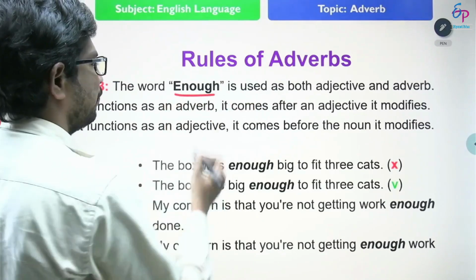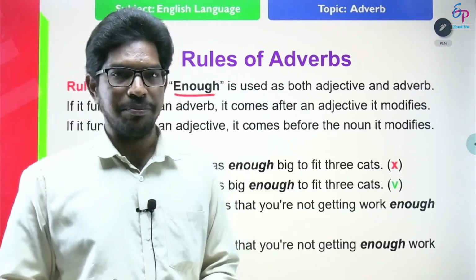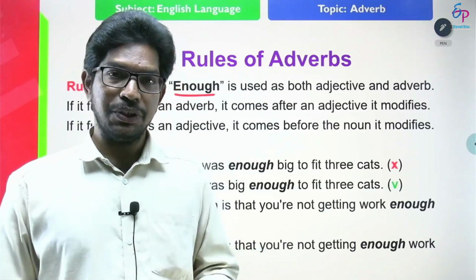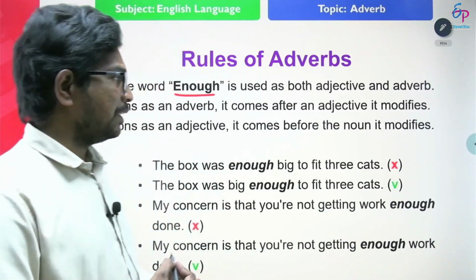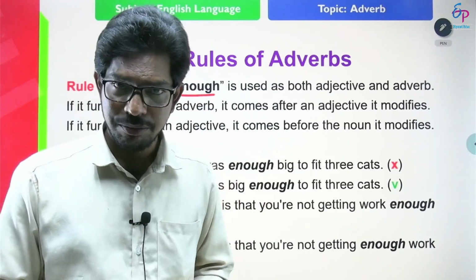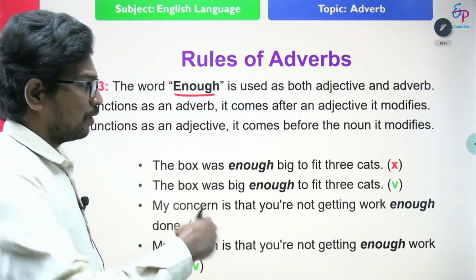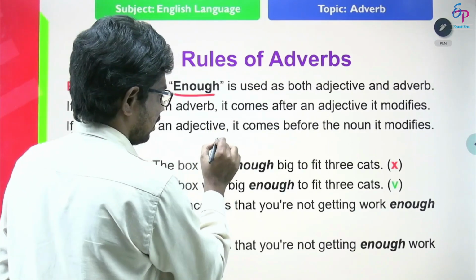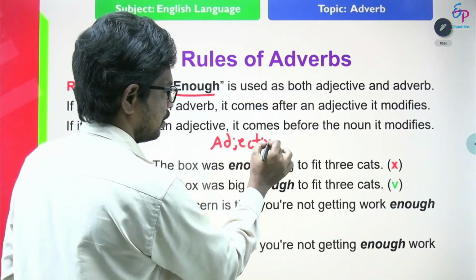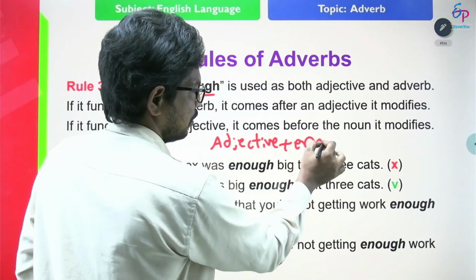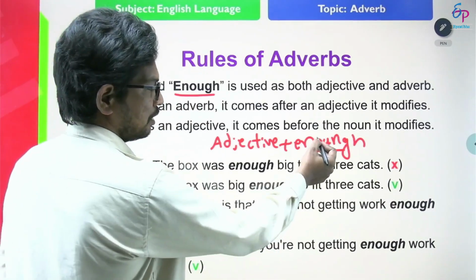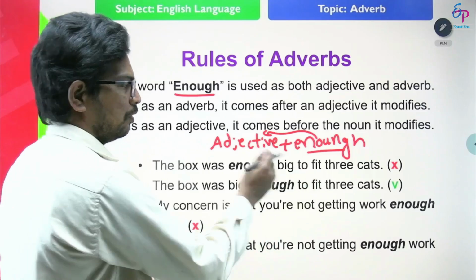The word enough is used both as an adjective and an adverb. The word enough can function as both adjective and adverb. When it is functioning as an adverb, it is used after the adjective: adjective plus enough. So when enough functions as an adverb, it is always placed after the adjective.